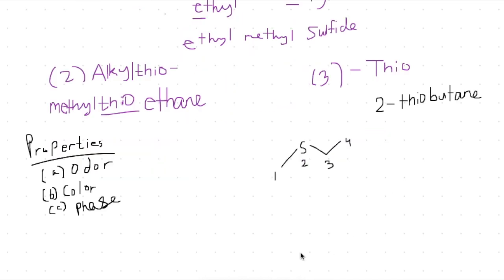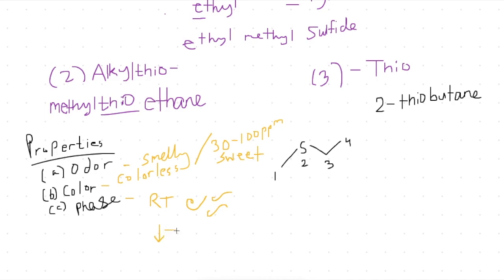Looking at the properties of a thioether, they are usually very smelly, but at certain concentrations, such as 30 to 100 ppm, parts per million, they can take on what's called a sickeningly sweet smell. The color is usually colorless, and at room temperature, they're usually gases. If we have very low temperatures or very high pressures, it can become a liquid.